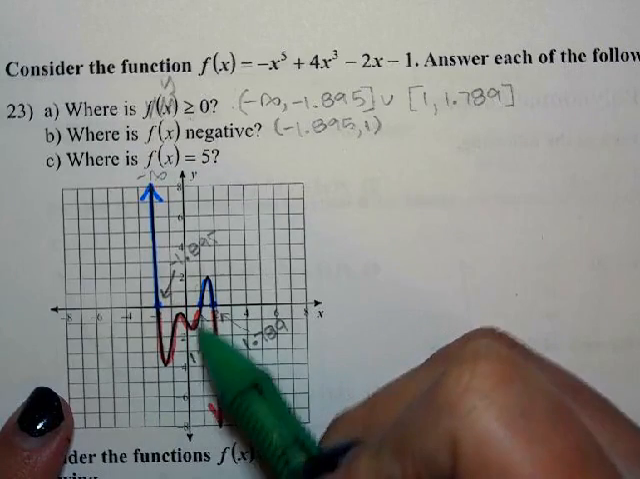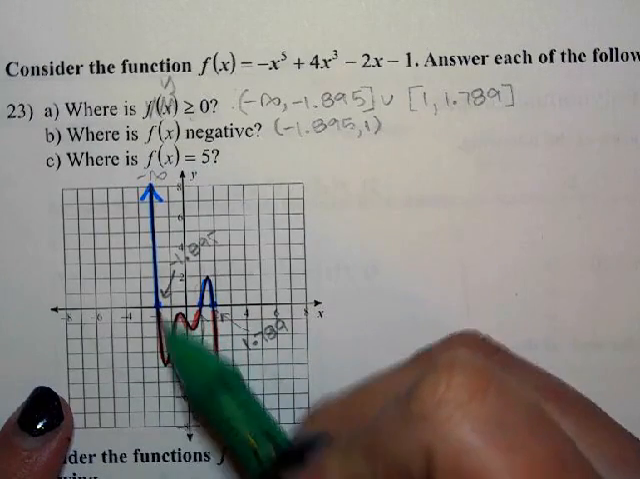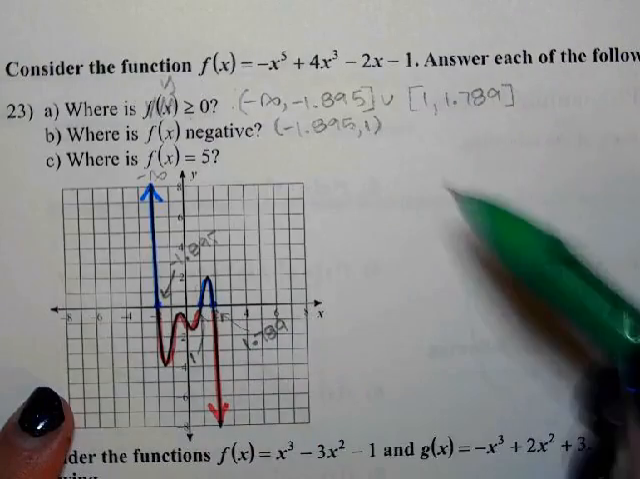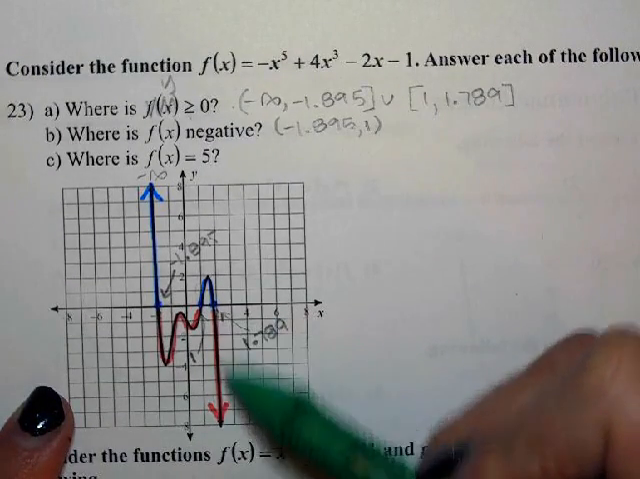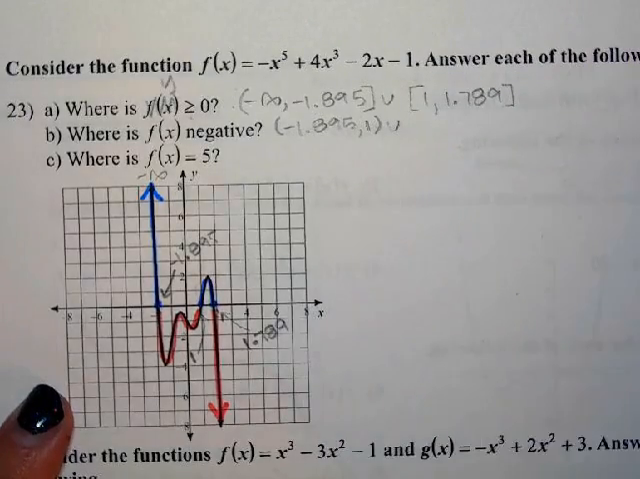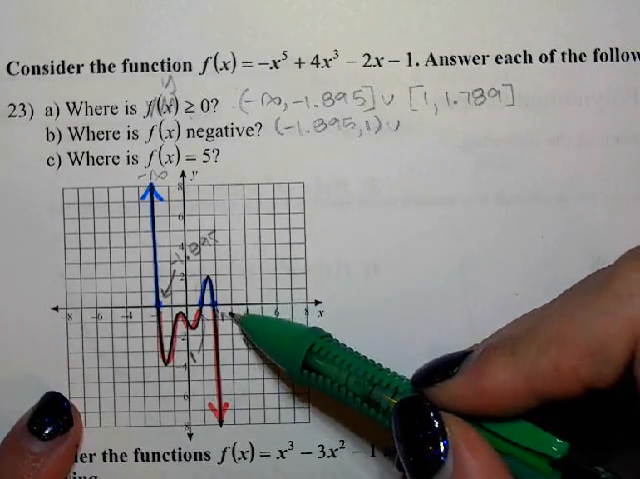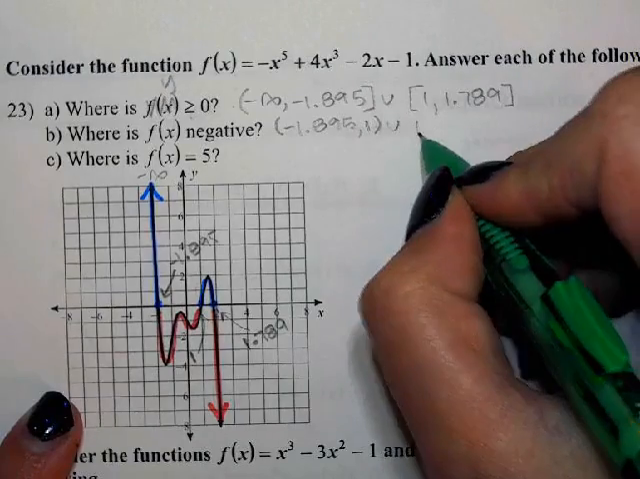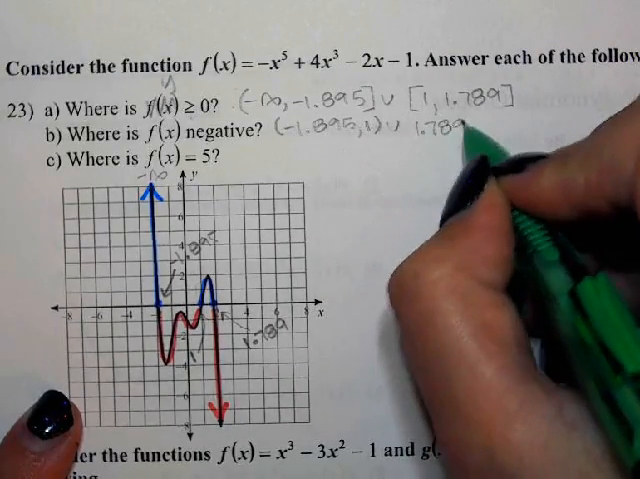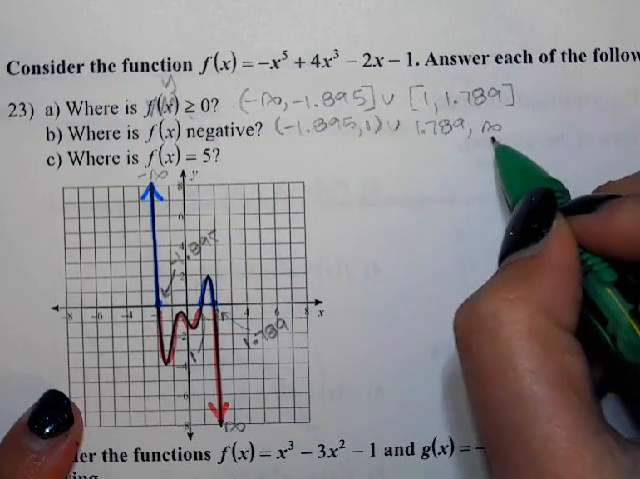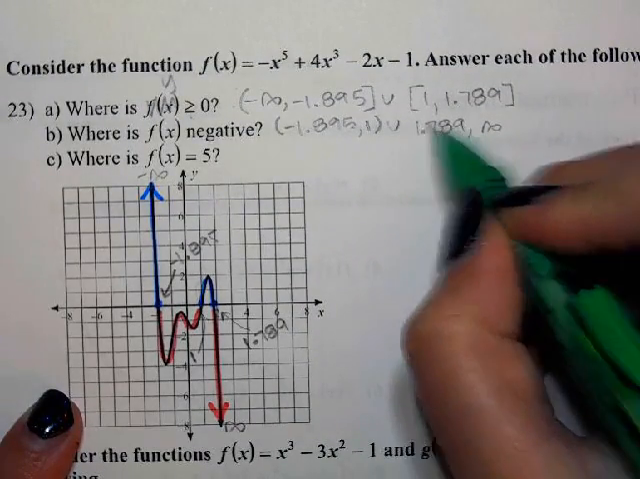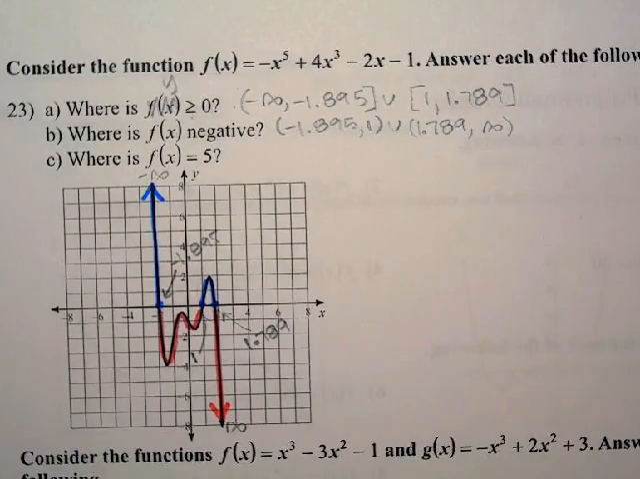So this is the first interval from negative 1.895 to 1. That's the first little red part that's underneath the x-axis. Now we have to answer this red part right here, so I'm going to put a U. I got a second answer, and how do I write it? 1.789 to infinity. Yep. So this is infinity right here. Parentheses, brackets, what do we put? Parentheses. Perfect.